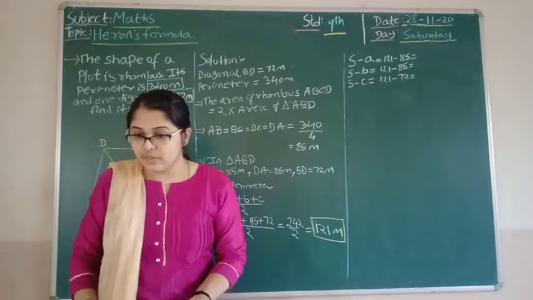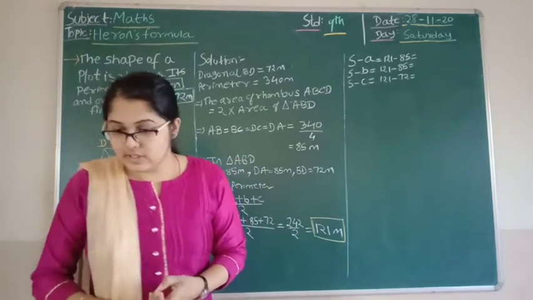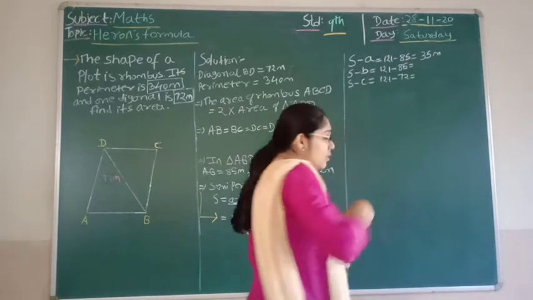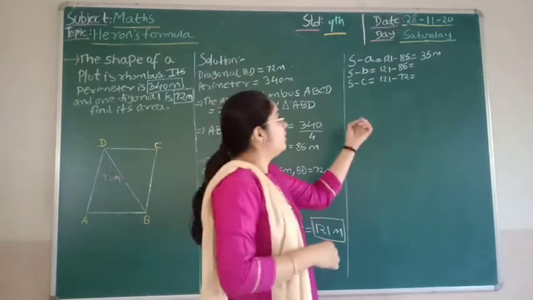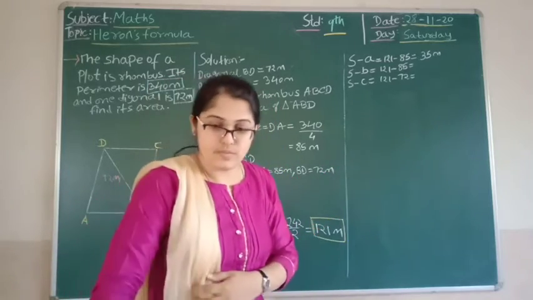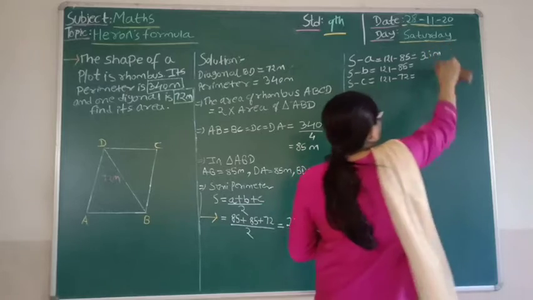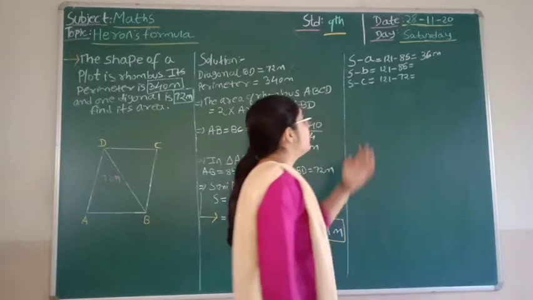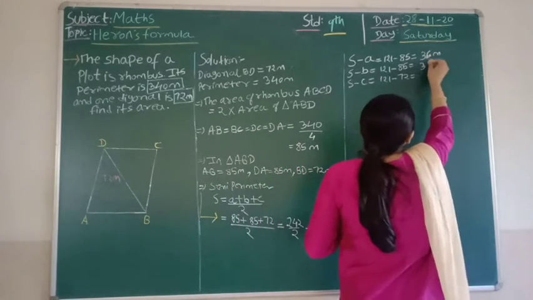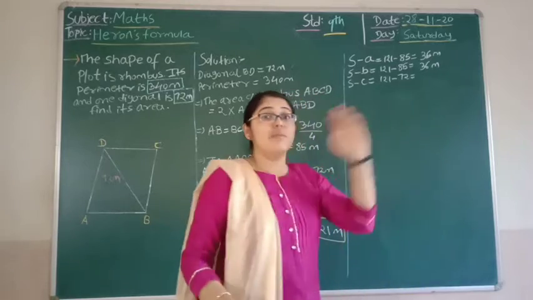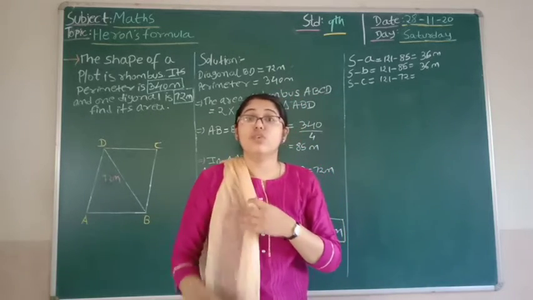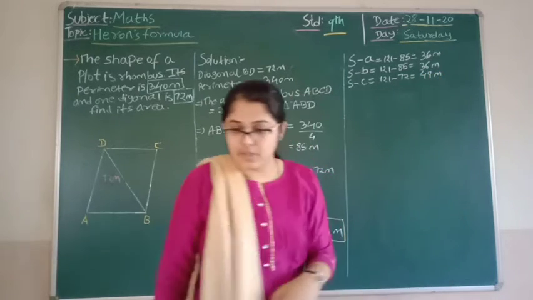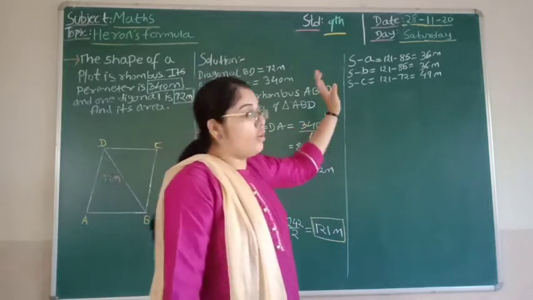Now we need to subtract. S minus A is equal to 35 meter. Similarly, it's 36. So it will be 36 meter. Even this will be 36 meter. And if I subtract 121 minus 72, it will be equal to 49. So writing over here 49 meter. So we are getting all of these values.